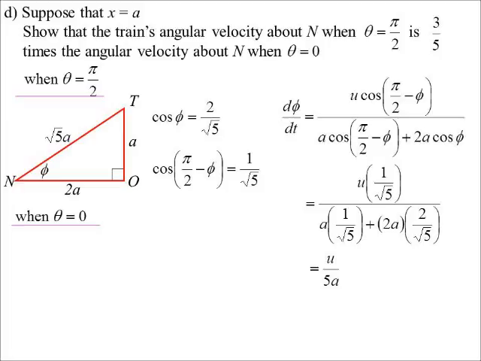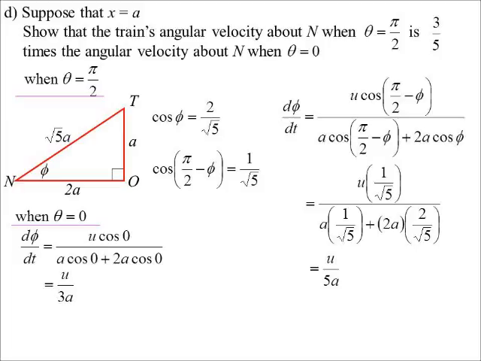Let's have a look when θ is equal to 0. Let's sub in the dφ/dt. We end up with u cos 0 over a cos 0 plus 2a cos 0. If θ is equal to 0, because what we're now saying is NOT or NTO, depending on where T is, it's now a straight line because there is no angle there. So all of those angles, if you like, are now 0, or you could think of them as π, I suppose. But cos 0 is, of course, 1. I just get u on 3a.